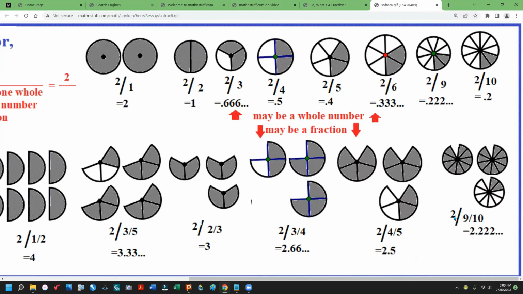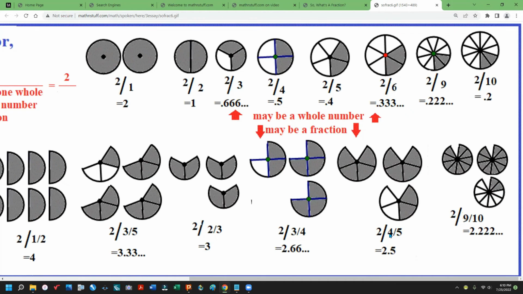And we need 2 of them, 2 wholes, 2 written in terms of tenths. 2 times 10 is 20. So we need 20 pieces. 1, 2, 3, 4, 5, 6, 7, 8, 9, 10, 11, 12, 13, 14, 15, 16, 17, 18, 19, 20. So 2 in terms of 9/10 will turn out to be 2 full ones and 2 out of the 9.